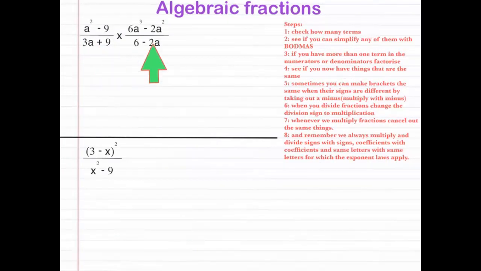Now in the following example, we're going to go through these steps again. We want to simplify this. Check how many terms. This entire sum is just one term, because terms are only separated with pluses and minuses. Can I use any BODMAS? No, I cannot, because there's more than one term in my numerator and more than one term in my denominator. So what do I need to do?